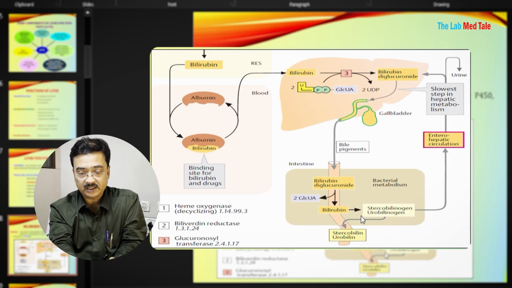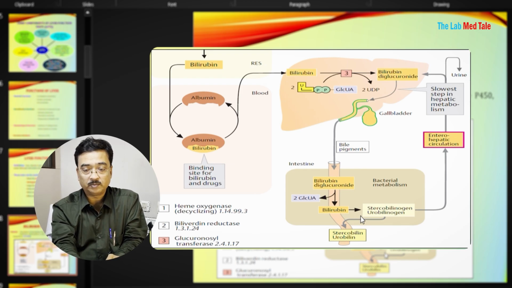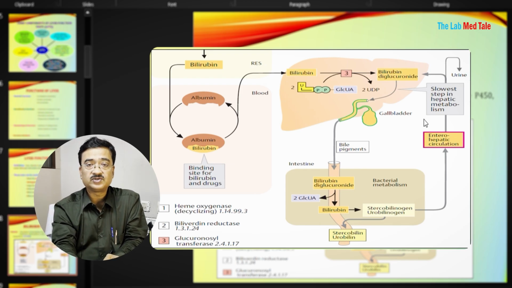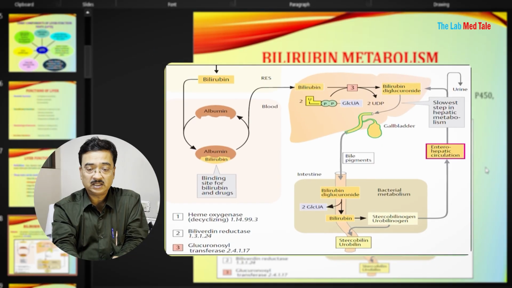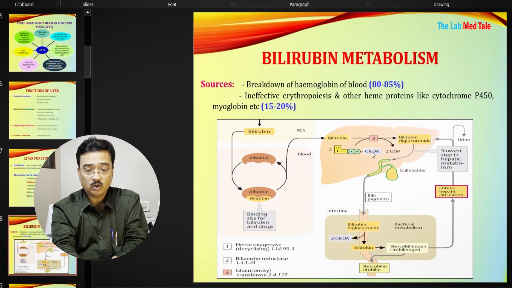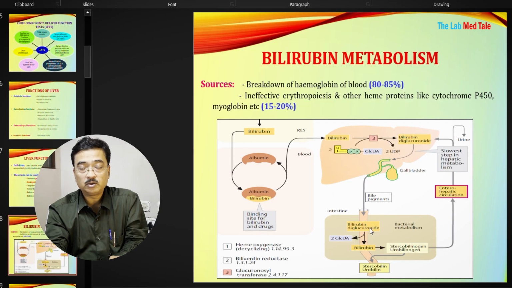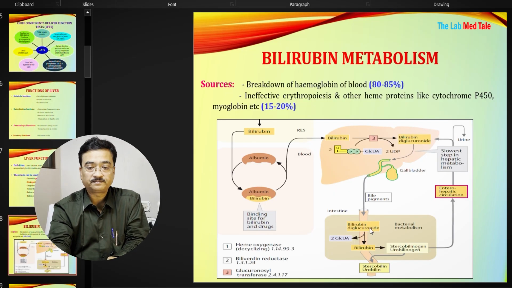And in the intestine, it forms urobilinogen and some part is excreted in urine. But the major thing is that making a non-polar bilirubin, which is water insoluble, into a polar bilirubin diglucuronide, this glucuronidation is the main function of bilirubin metabolism by the liver.